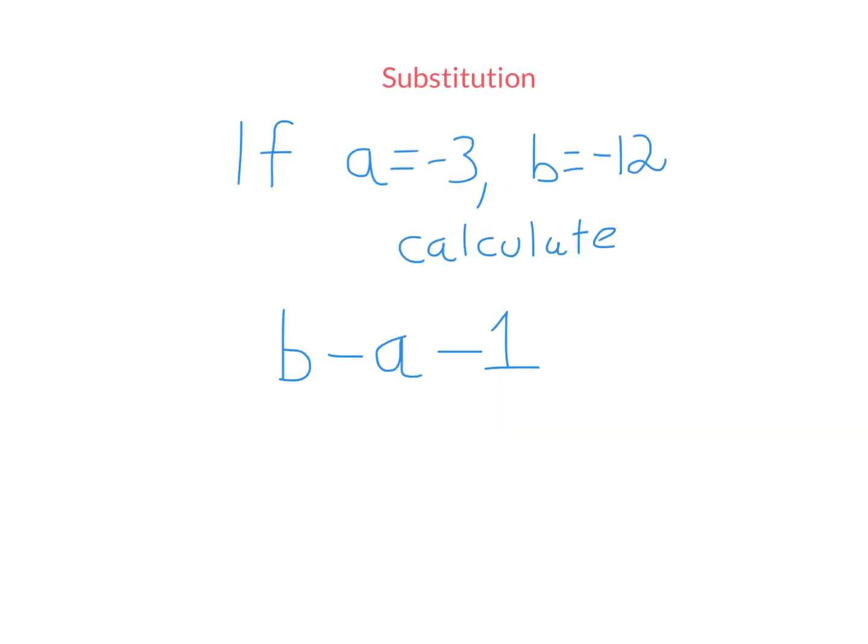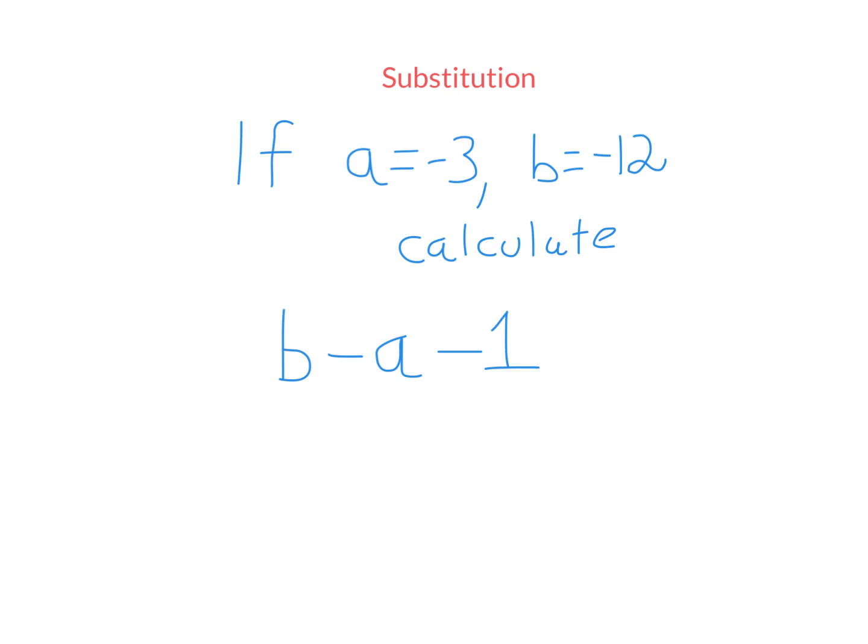All right, let's now look at doing some substitution. So substitution is a part of algebra. When you get an expression like this that has letters or pronumerals, we're just substituting or replacing the pronumerals with numbers. So if a equals negative 3, b equals negative 12, we need to calculate what b minus a minus 1 equals.